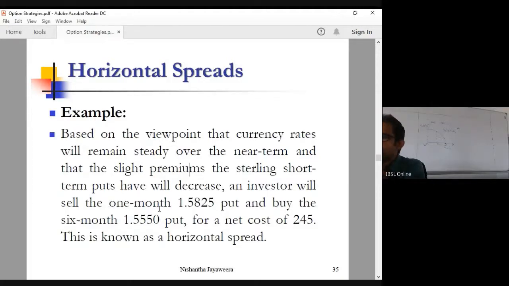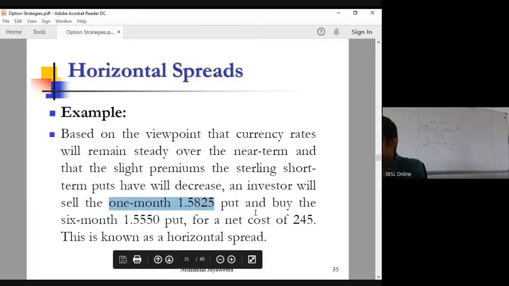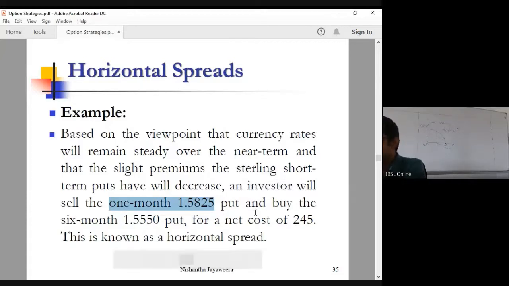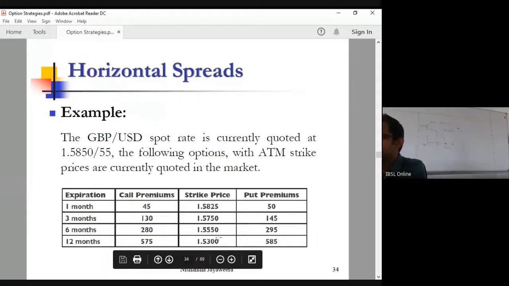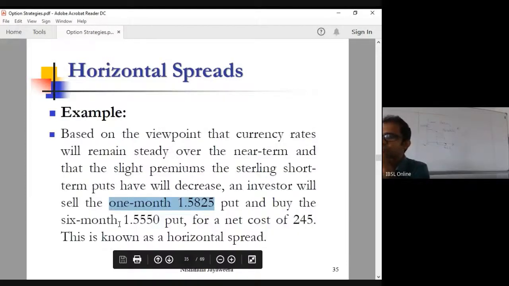if you are to do a horizontal spread, if the strike is 1.5825, you sell the 1 month put with a strike of 1.5825, and you have to buy a 6 month put with the same strike. Otherwise the price would differ because of a different strike. The strike should be the same, and only the premiums should be different. Otherwise, it won't be a horizontal spread. So this should also be 1.5825.